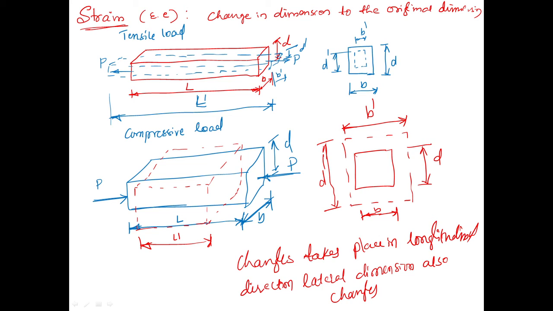Okay, as you see, if it is a tensile load, length is increased to L dash, other dimensions are decreased here. So B, D are original dimensions, B dash, D dash are the dimensions after application of the load. Similarly here also, L is the initial length, L dash is the final length. B, D are initial, D dash, B dash are final. Right?